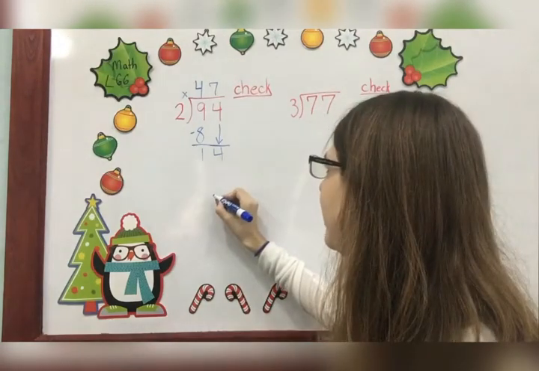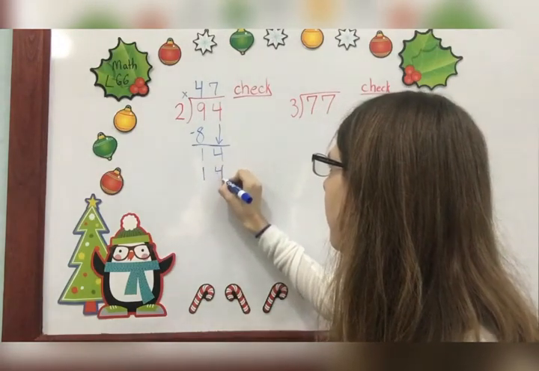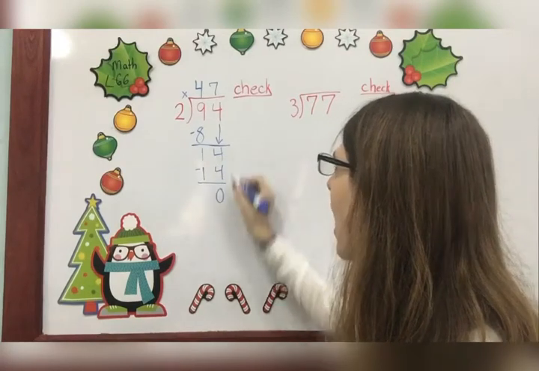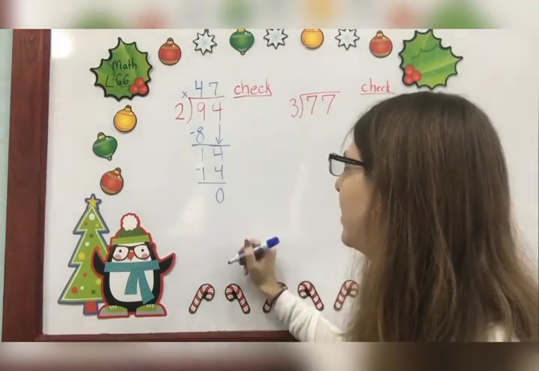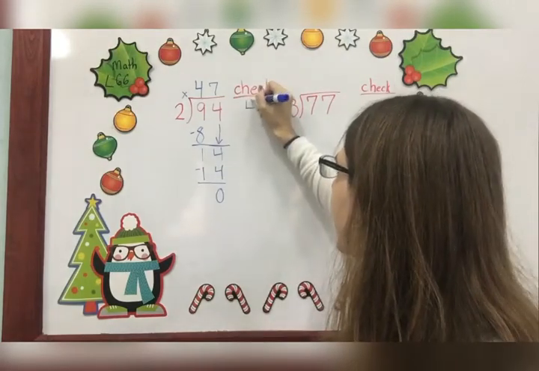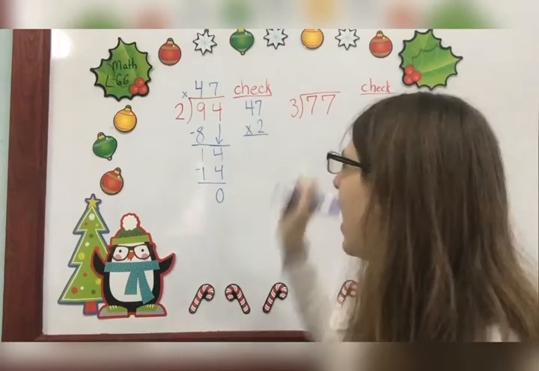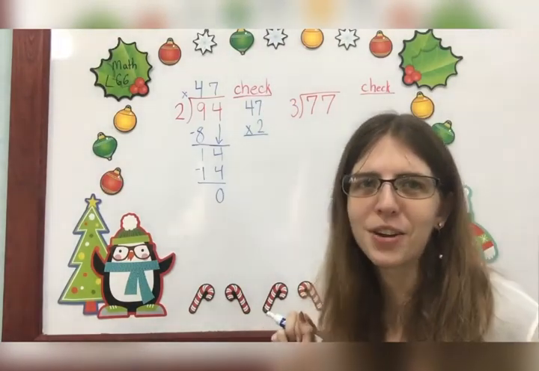7 times 2 is 14. 14 minus 14 is 0. I have nothing left to bring down. 0 is less than 2. So now I'm going to check my answer. 47 times 2. And I'm going to allow you to do the checking on your own.